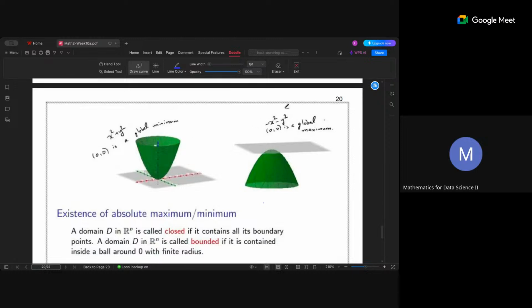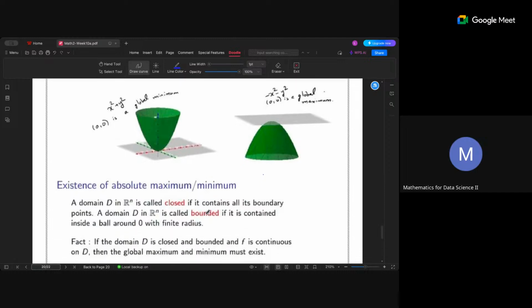So sometimes if you are asked to find global maximum or minimum for functions for which the graph is very simple, at that time don't spend too much time. If you have x squared plus y squared, you know the graph, and at 0 comma 0 you have a global minimum. Okay, fine.